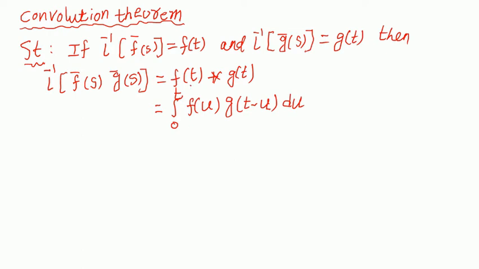So what is the statement of the convolution theorem? If L inverse of f bar of s is equal to f of t and L inverse of g bar of s is equal to g of t, then L inverse of f bar of s into g bar of s is equal to the convolution product of f of t and g of t. That can also be written as integral 0 to t f of u into g of t minus u into du, right? Here we have to remember this formula: L inverse of f bar of s into g bar of s is equal to integral 0 to t f of u into g of t minus u into du.